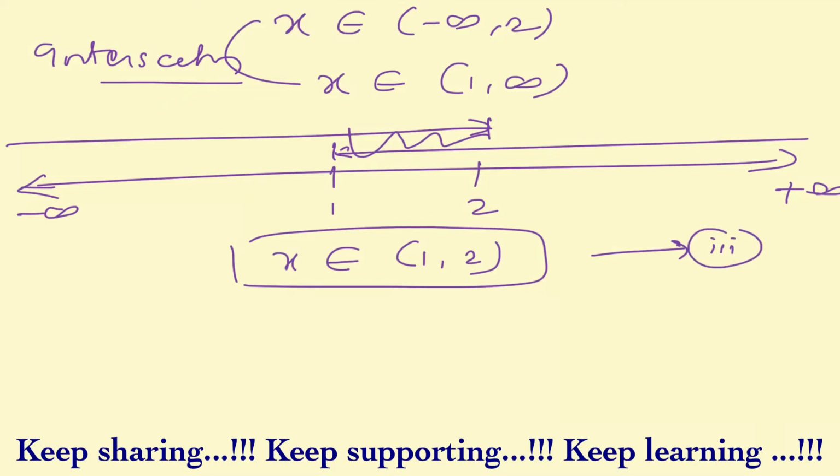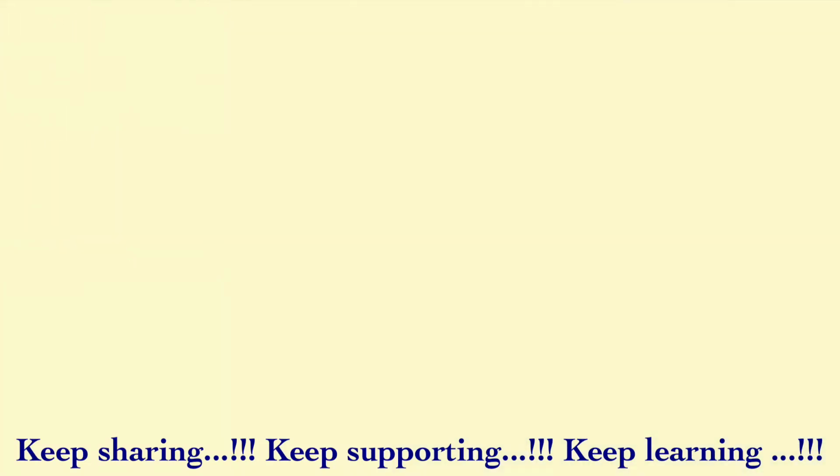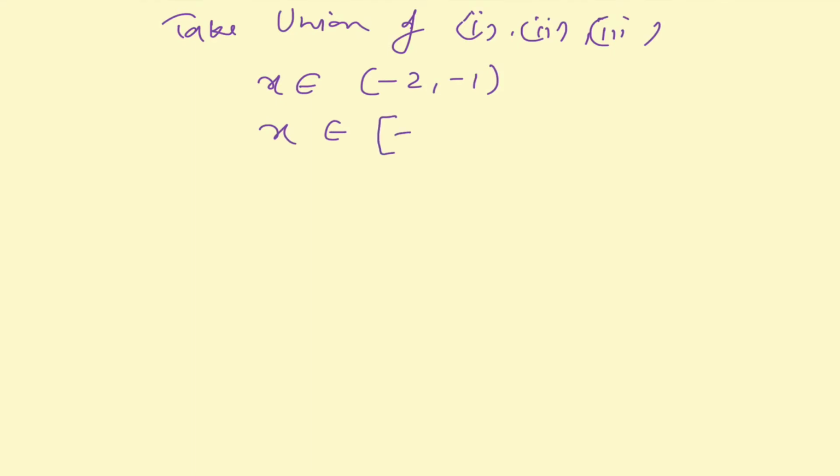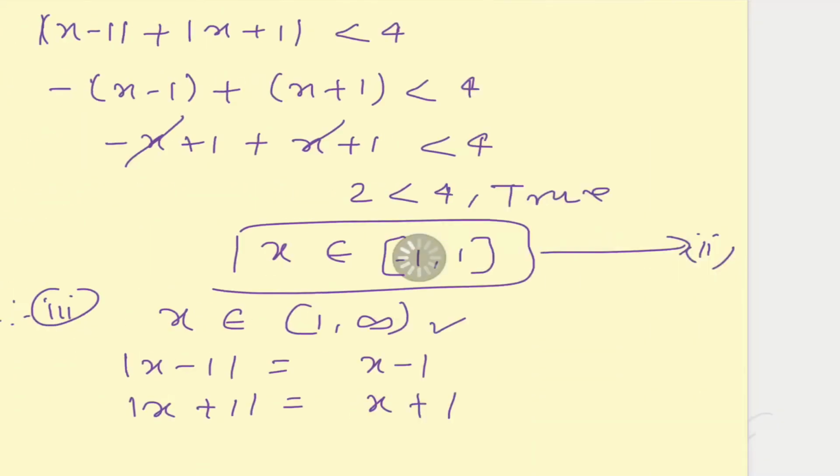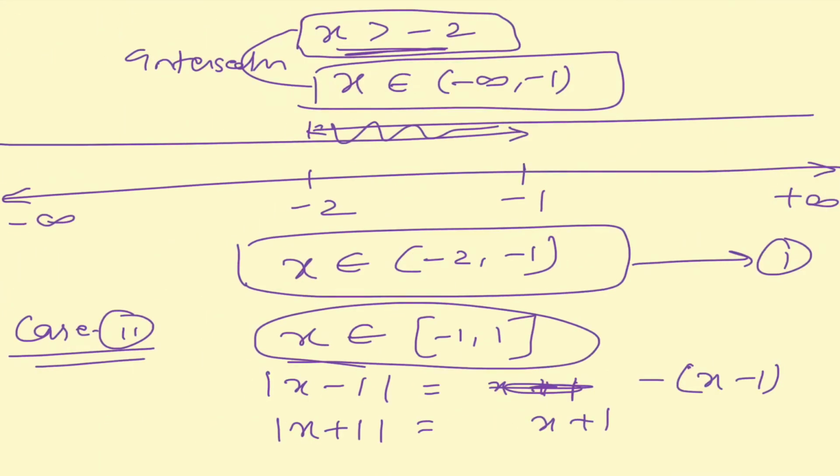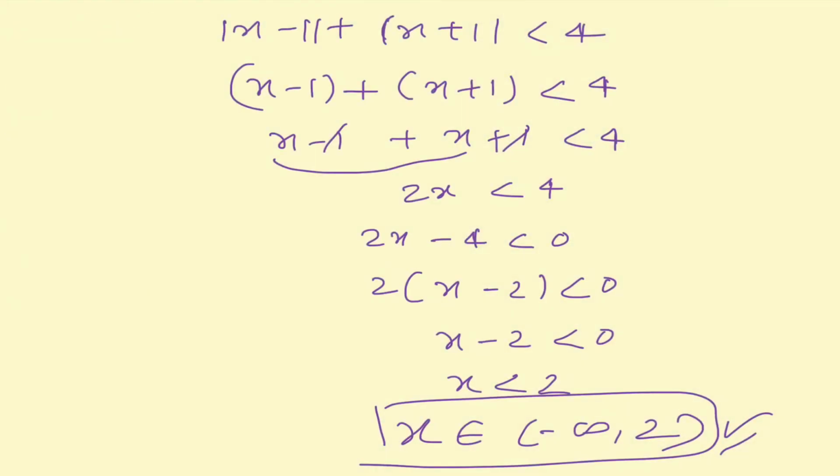Now we need to take the union of first, second and third. First case is x belongs to minus 2 to minus 1. Second case is x belongs to closed interval minus 1 to 1. Third interval is x belongs to 1 to 2. Second is minus 1 to 1, and first is minus 2 to minus 1. This is the second one and this is the third one.